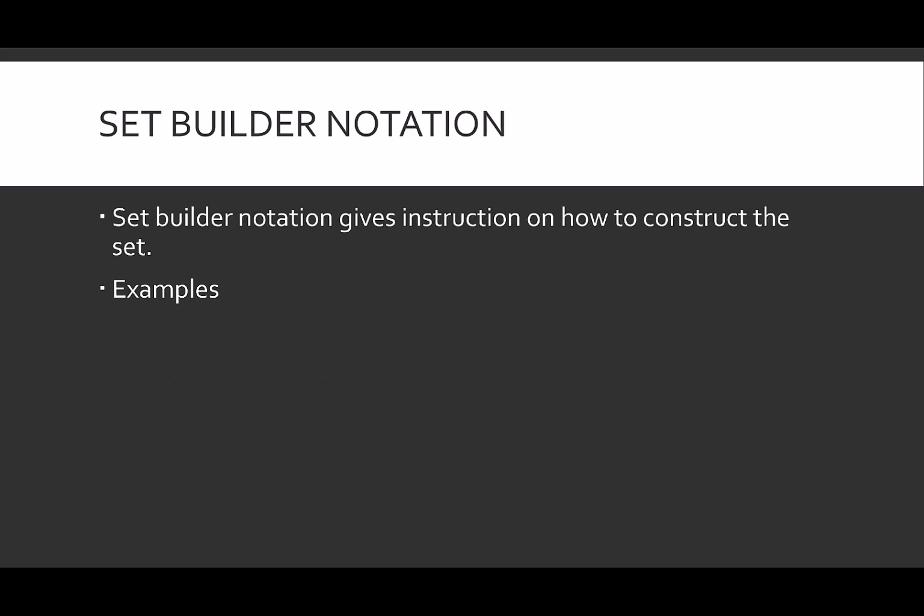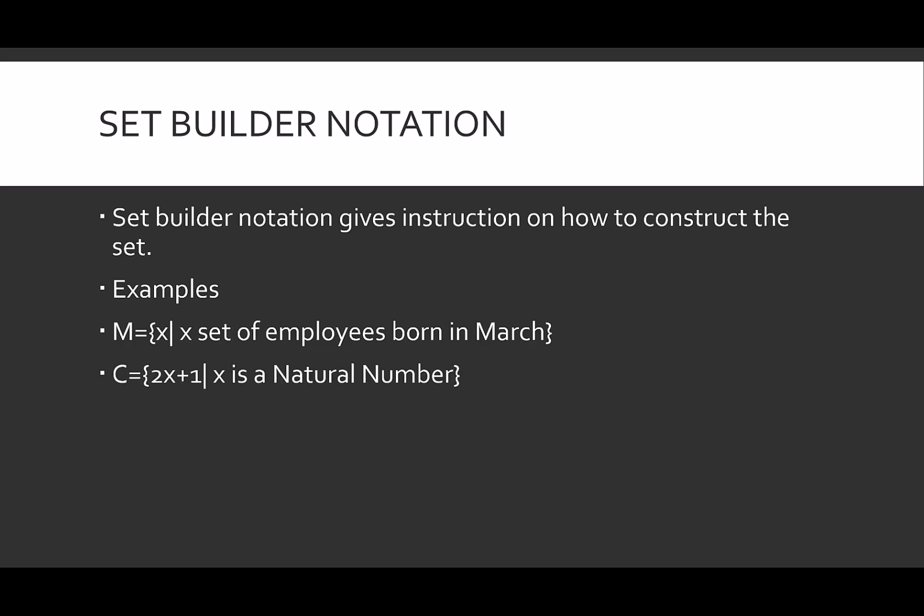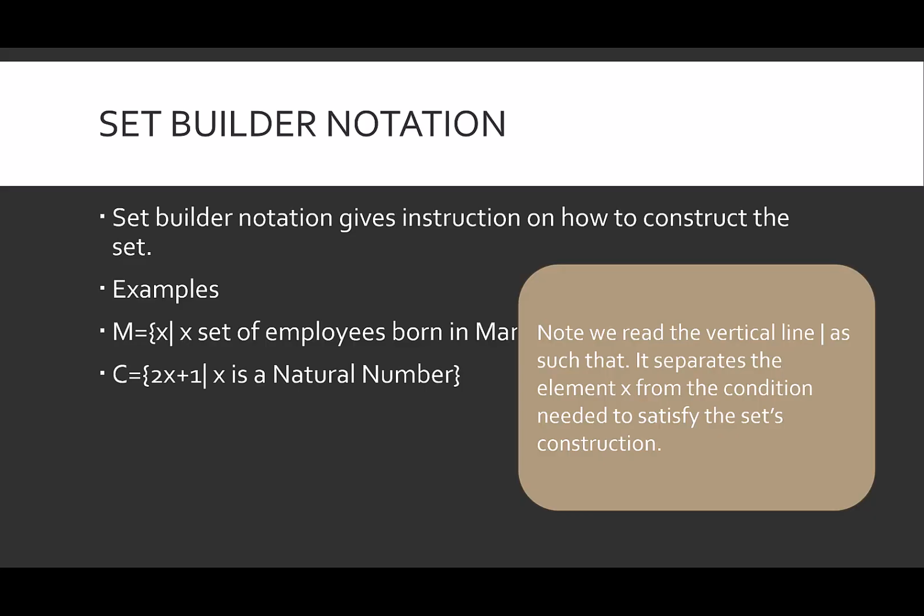Our last notation is set builder notation. It gives us instructions on how to construct the set. We can have M as the set of all x, where x is the set of employees born in March. Or C is equal to the set {2x + 1 | x is a natural number}. Note, we read the vertical line as "such that." It separates the element x from the condition needed to satisfy the set's construction.